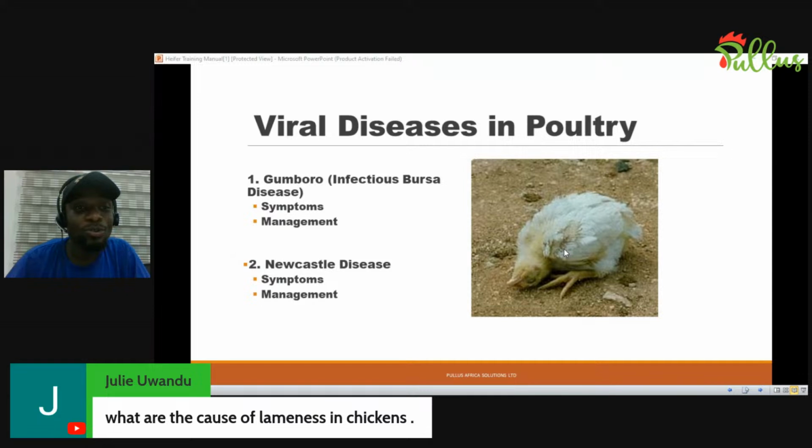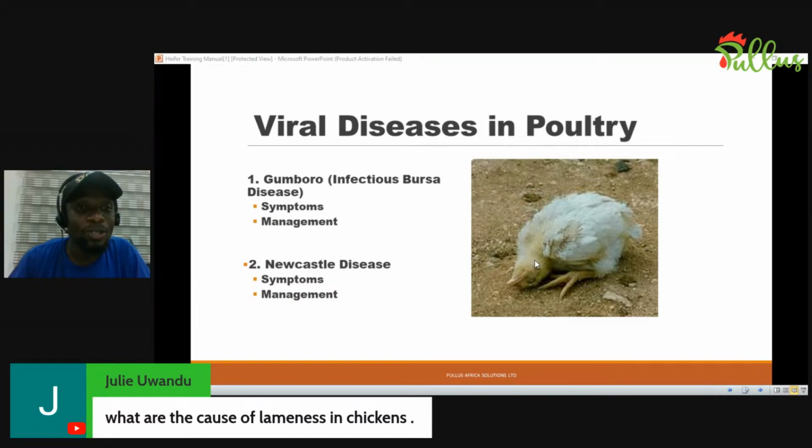So lameness could be due to infectious disease, like I mentioned. Marek's disease is also there. Avian influenza, Newcastle, Gumboro, all of these can cause lameness. From the nutritional aspect, if you are having a nutritional imbalance, especially if the calcium level in the feed is not up to the demand of the body of the chickens, you can start experiencing lameness. But that does not come with high mortality. You see that the birds are active, they are eating, they are drinking, but they are having that lameness at that point in time.